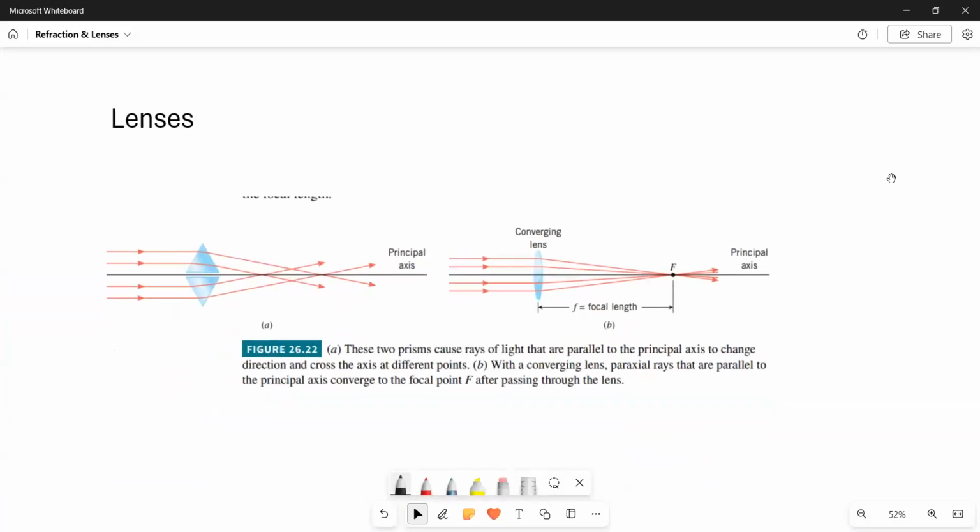Good. So do you want to take a little break? And then we go on to lenses? Huh? We can, sir. All right, let's take a short break.